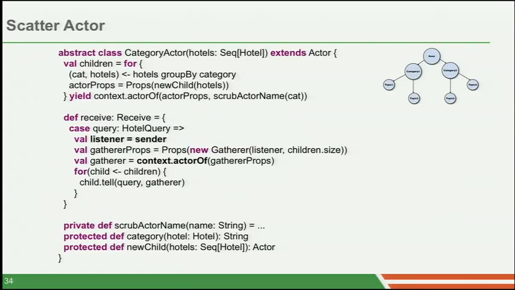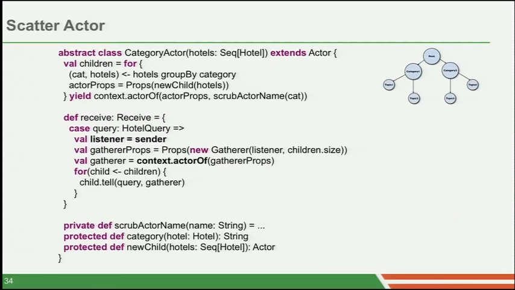Category actor hotels looks like this. I get some hotels in my constructor, and the first thing I do is construct my children, my topic nodes, if you will. I group all the hotels by my category, which is a function that takes a hotel and returns a string of which country it's in. I get back the category and a list of hotels for that country. I create a new child with all those hotels, then I create the new props, and then I yield a new actor, which is that child.